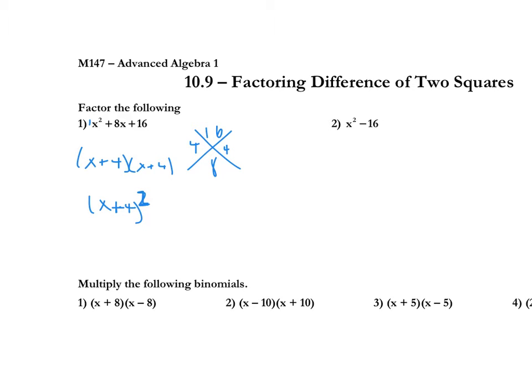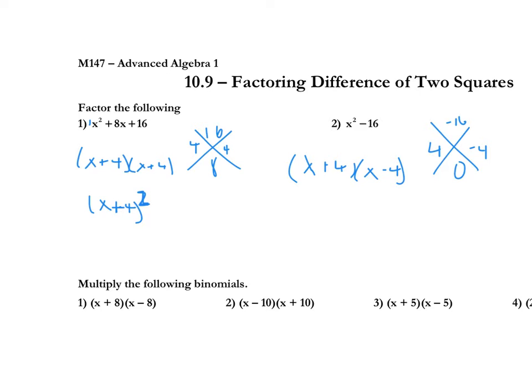If you look at the next example, a times c would be negative 16, but b would be 0. So what two numbers multiply to negative 16 and add to 0? That'd be 4 and negative 4. So we have x plus 4, x minus 4. And what we just did was a special case.